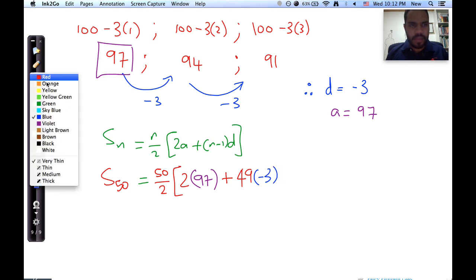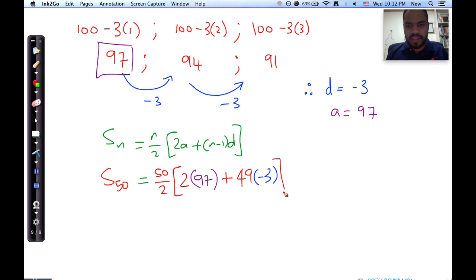Okay, and once again, at this point you can put that entire thing in the calculator and get your solution, which I'm going to do over here. That is 2 multiplied by 97, which is 194, plus 49 times negative 3, which is negative 147, giving 47, multiplied by 25, which is equal to 1175. Right, and that's your solution.